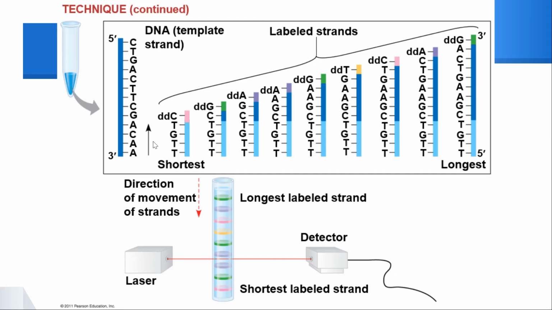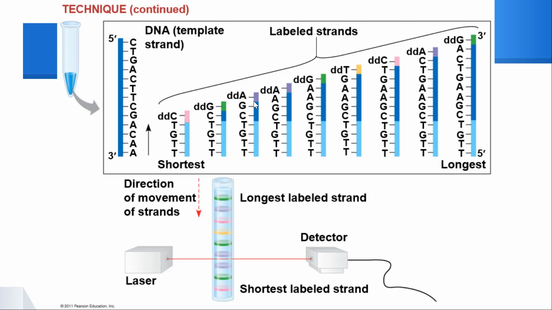And then if you arrange them by size, each last letter on those pieces is going to be color coded. And if you've got a piece for every single base pair length, then you can figure out the DNA sequence. So the very first one, the shortest one, has a C on it, which tells you your template strand is a G. Then the next one is one base pair longer, and so it's going to have a G, and that tells you the next letter is a C.